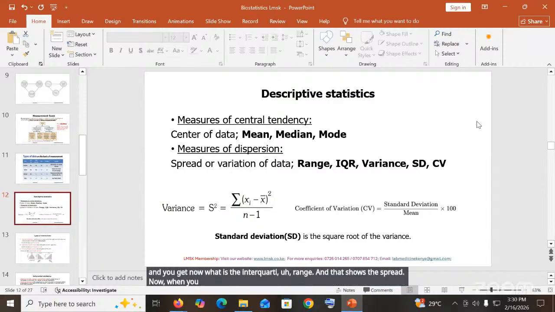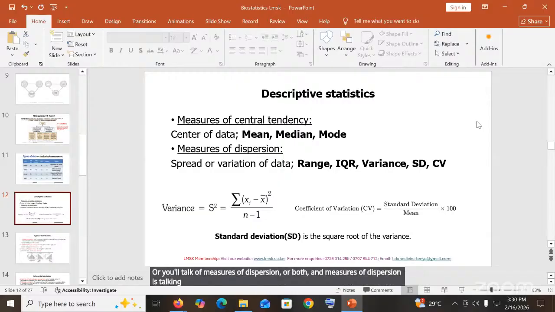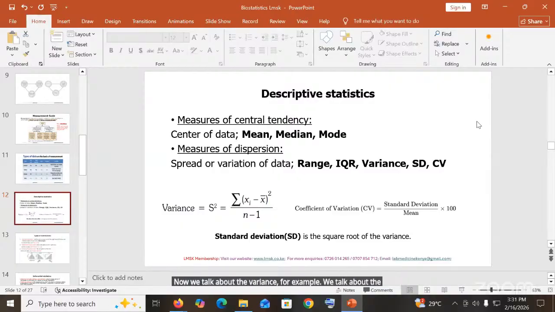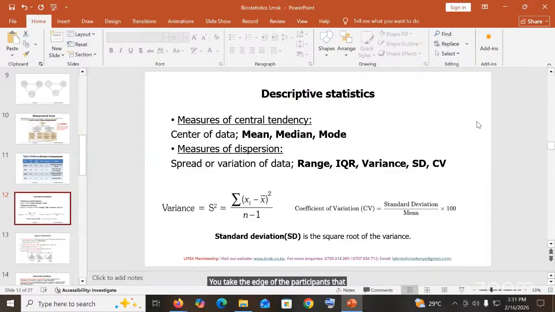Now, when you talk of descriptive statistics, we will talk of either measures of central tendency, which measure the center of data, or measures of dispersion, or both. And measures of dispersion is talking about how spread out, how variable the data is. Now we talk about the variance, for example. We'll talk about the standard deviation and maybe coefficient of variation. Just to mention the variance, it is about the individual measurements and how they vary from the mean. For example, you take the age of the participants that you have, and now you get the mean age of the entire sample size.